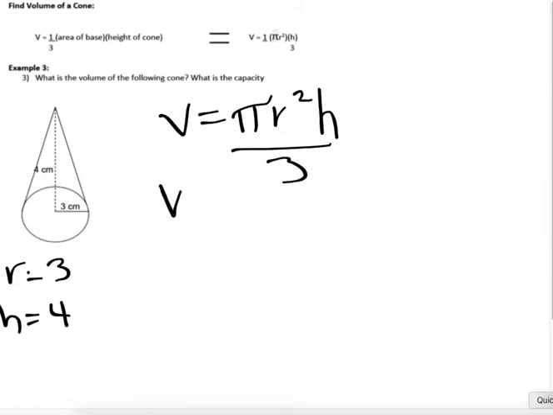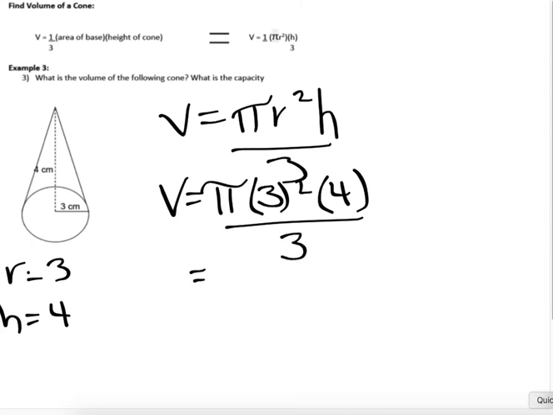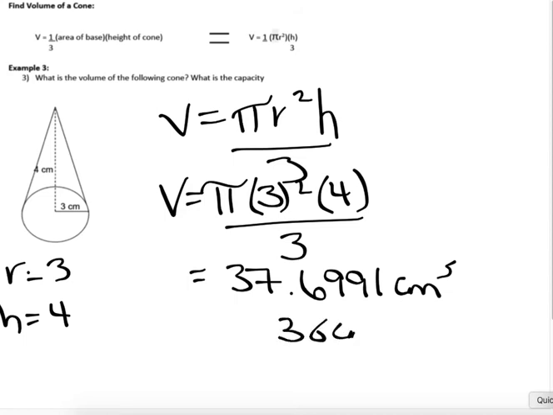And go from there. So volume is now going to be equal to pi times 3 squared times 4 divided by 3. And when I type all of this into my calculator, I get 37.6991 centimeters cubed. You can round it to 38 centimeters cubed if you choose to. That's fine. Now that I have that, for my capacity, once again we're in centimeters cubed, so my capacity is going to be dividing by 1,000.